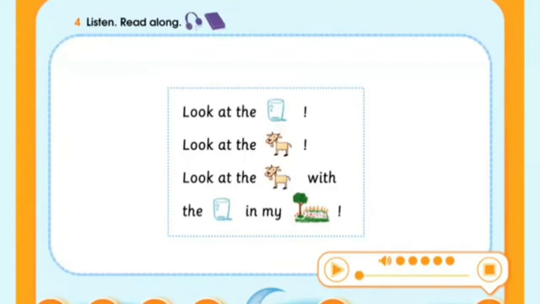Listen and read. Look at the glass. Look at the goat. Look at the goat with the glass in my garden. Let's listen and read one more time. Look at the glass. Look at the goat. Look at the goat with the glass in my garden.